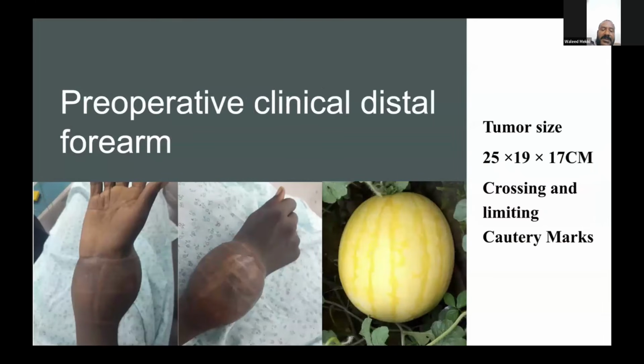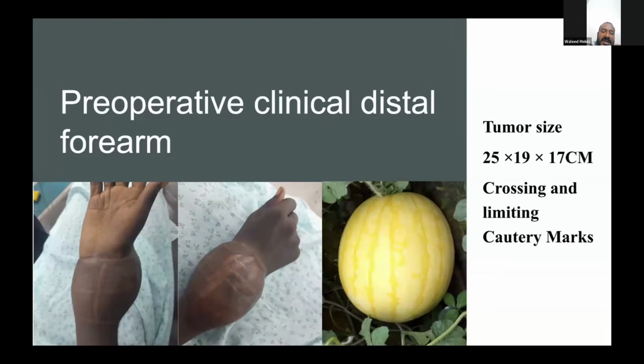This is what he looked like when he came to me. He presented with a very large, massive tumor occupying the distal forearm and the wrist joint. The tumor size is very large, almost 20 by 18, 19 and 17 centimeters. And you can see there are crossing and limiting cautery marks. Some people have said it looks like a watermelon with those cautery marks.